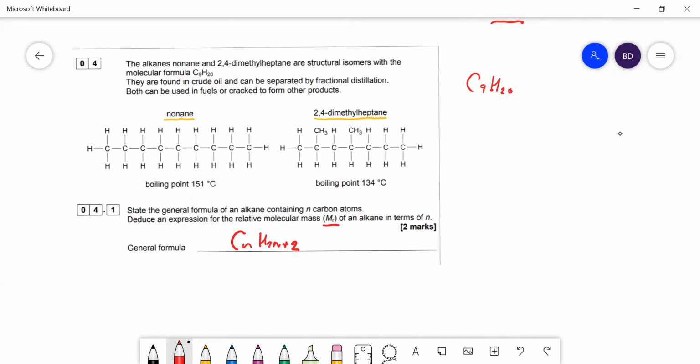Well, carbon weighs 12, so the carbon bit is going to be 12 times N. Hydrogen weighs 1, so the hydrogen bit is going to be plus 2N, and then we've got plus 2, so that simplifies to 14N plus 2. That's the Mr of an alkane, where N is the number of carbon atoms.